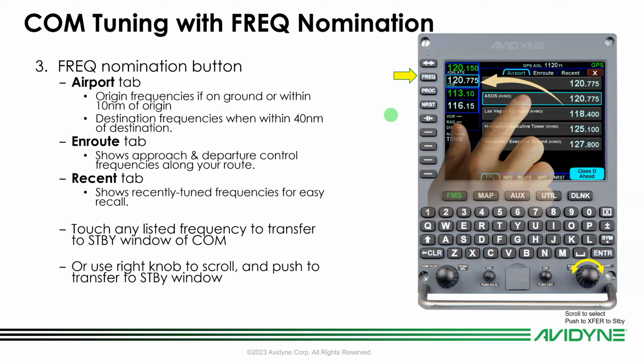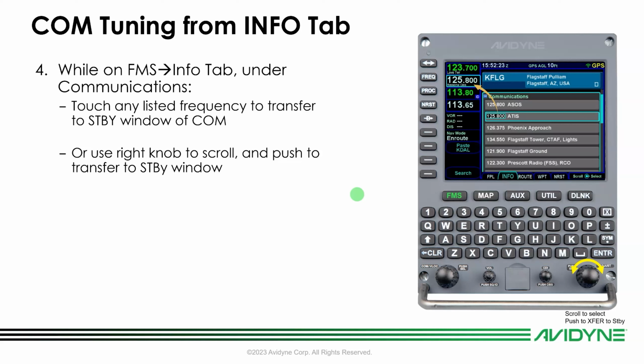There's also a recent tab, as you see here. The recent tab is going to give you a running list of your most recently tuned frequencies. So if you need to go back in case you manually mistuned, you can go back to a frequency previously tuned. You can also direct tune from the information tab. If you're on the FMS info tab and you select the airport and there's a list of comm frequencies for that airport, you can scroll through the list, again using the knob, scroll and push the enter button to transfer, or just reach up and touch any one of the frequencies and double click it and it'll transfer into the standby window. So that's off the info tab.